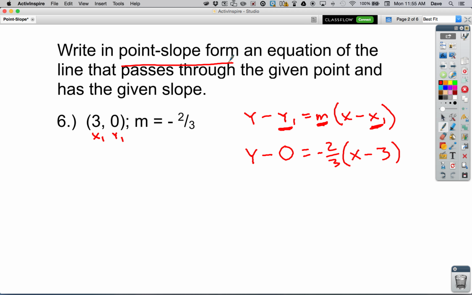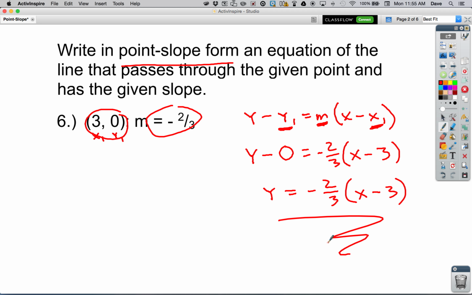Now they want it in point slope form, so I'm just going to leave it the way it is, all except for one thing. I'm going to clean up the minus 0, because minus 0 should just vanish, and so we can leave it like this. This would be leaving your answer in point slope form. If we were to graph this, we would find that our line did go through this point, and our line would have this slope. So again, this is going from the information back to the original equation.